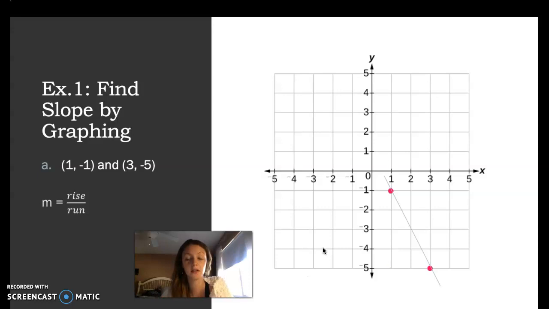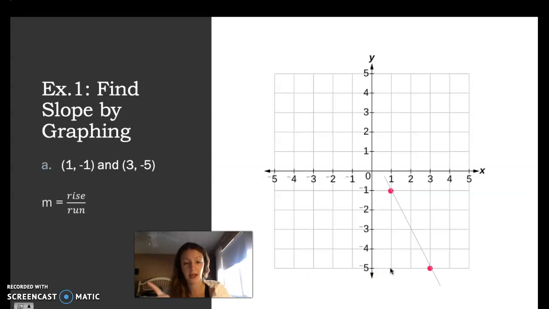Now the next thing we're going to do is count how many spaces I go up and down, and then how many spaces I go side to side. So if we were to draw a little triangle connecting these 2 points, how many spaces are in each direction? Okay, we're just going to start here. So if I start here and I go down to the height of my next point, I would move 1, 2, 3, 4. So our rise is 4.